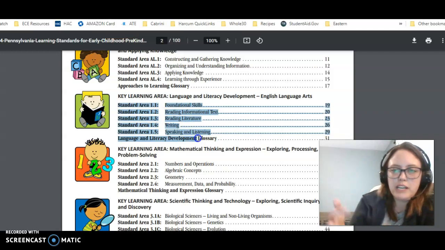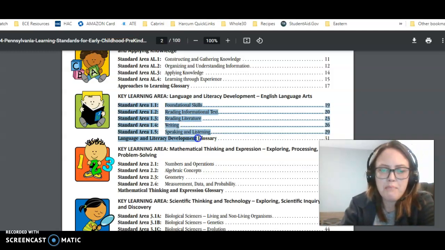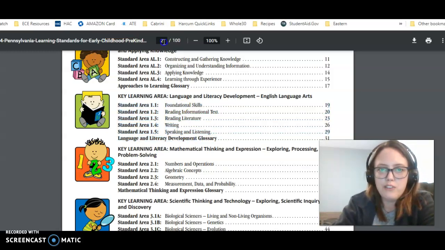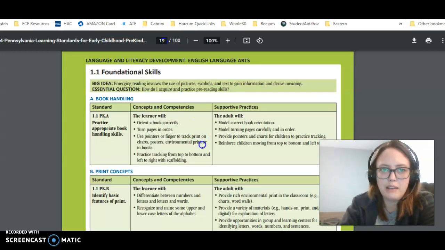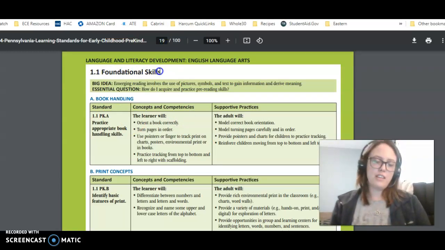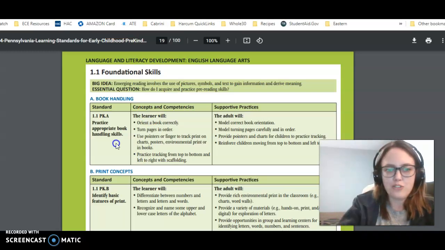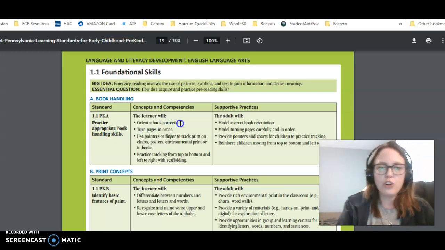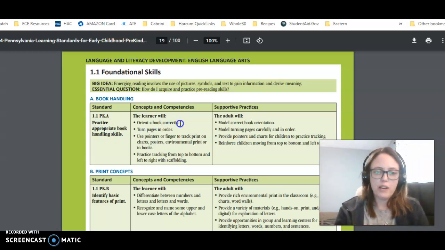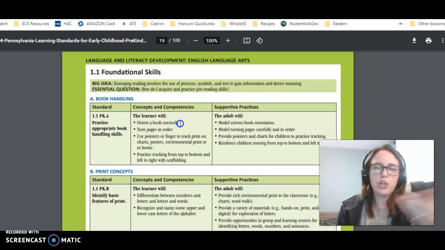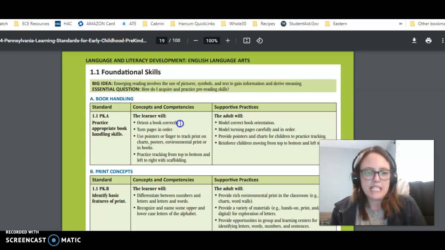So you'll see each week we look at something by grade level, and we'll start with pre-K next week. But this is what it looks like. If you scroll or type in the page, you'll see here the foundational skills. This is everything they want a pre-K child to know when they leave your classroom. For example, number 1, practice appropriate book handling skills. The learner will orient the book correctly, so have it the right way, right side up, turn the pages in order, use pointers or finger to track. And we're going to talk about how we teach these things in week 2.